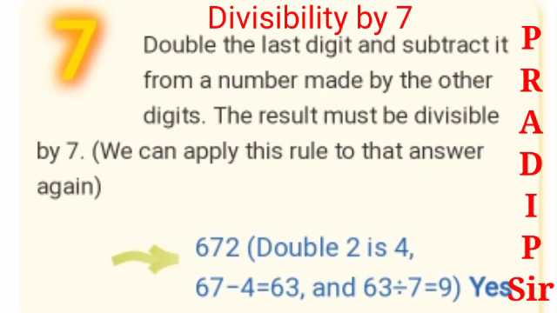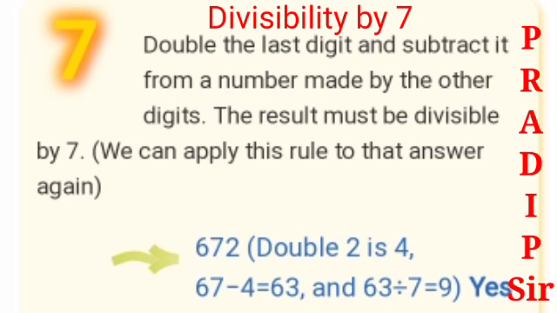Then subtract that result from the number made by the other digits. So if the result is divisible by 7, then we can say the number is divisible by 7, and this process can be repeated also. So once again, multiply 2 with the digit in the units place and subtract the result from the number formed by the rest of the digits. If the result is divisible by 7, then the number is divisible by 7, and repeat this process if necessary.